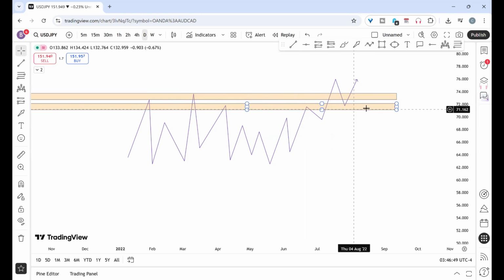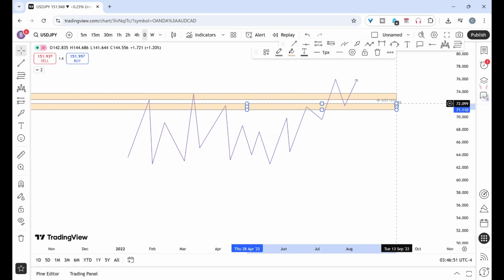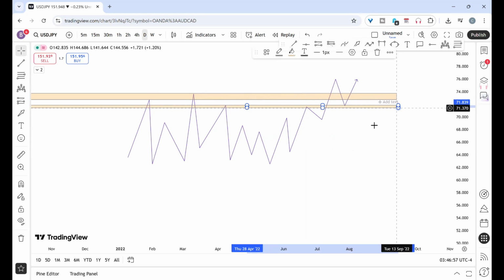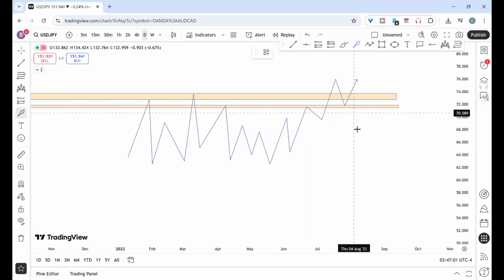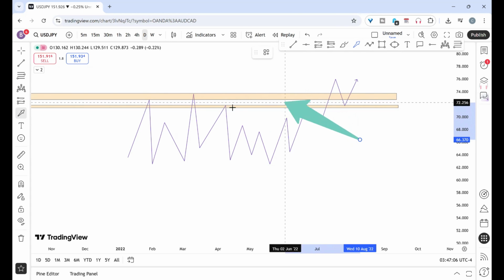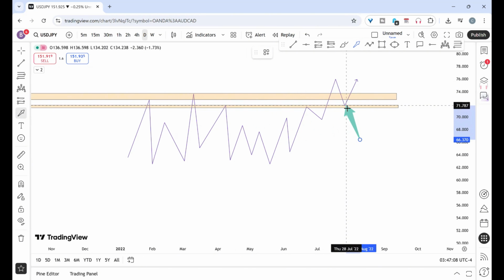Boom. All right. So you also can adjust the zone of the level just like that. So it looks so much cleaner. And by the way, I just saw that we even have a third point. The more points that touch the level, the stronger it's going to be.